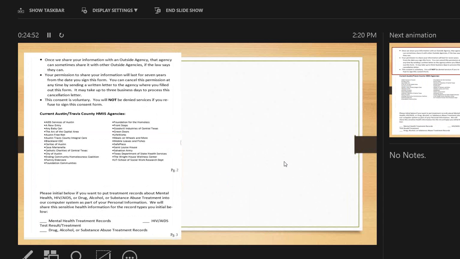Once we share your information with an outside agency, that agency can sometimes share it with other outside agencies if the law says they can. Your permission to share your information will last for 7 years from the date you sign this form. You can cancel this permission at any time by sending a written letter to the agency where you filled out this form. It may take up to 3 business days to process this cancellation letter. And this consent is voluntary. You will not be denied services if you refuse to sign this consent form.